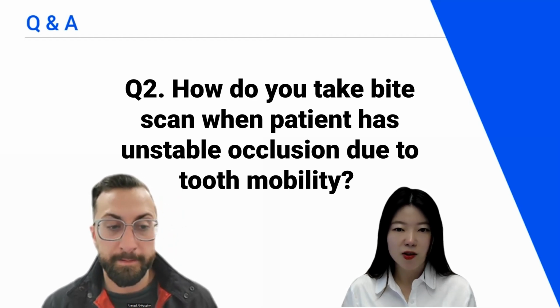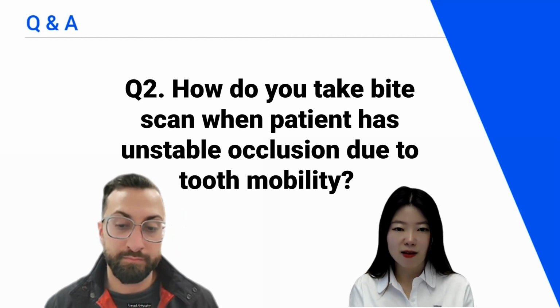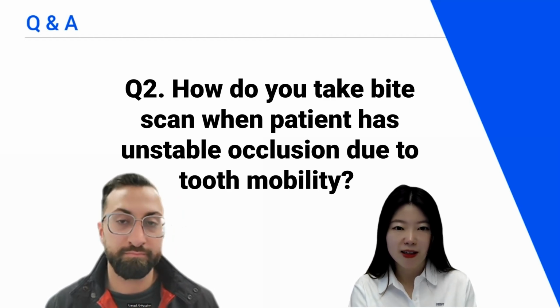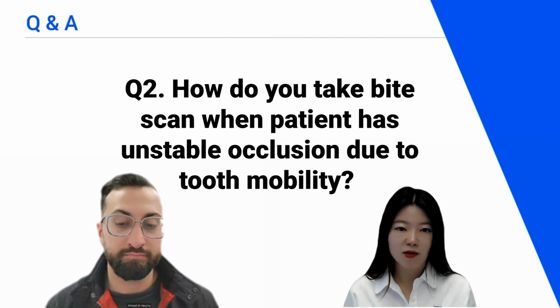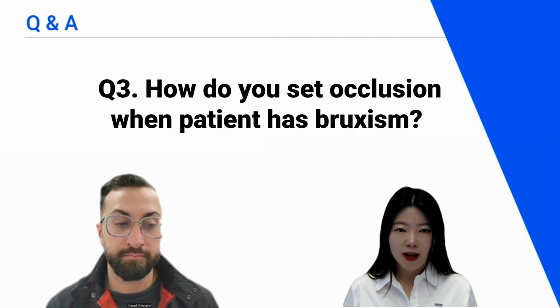I see. It means you want to make sure the patient has stable bites by splinting it, and then you do your treatment. Okay. Question number 3. How do you set occlusion when patient has bruxism?